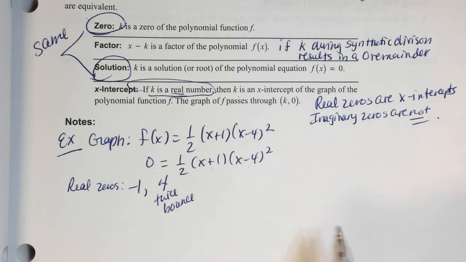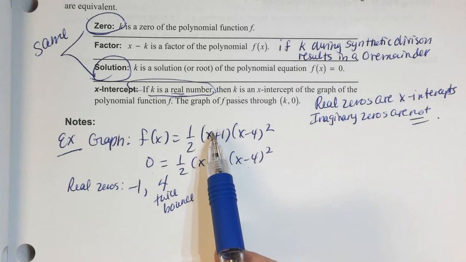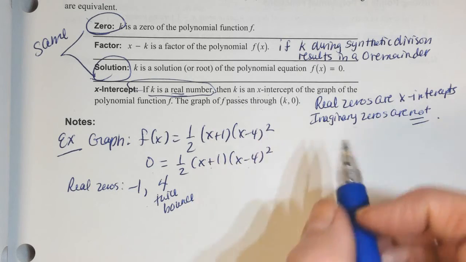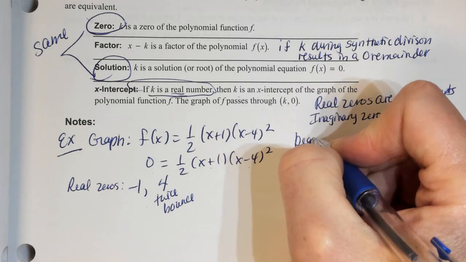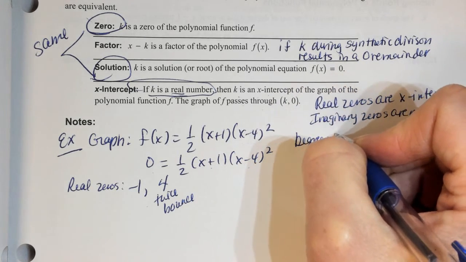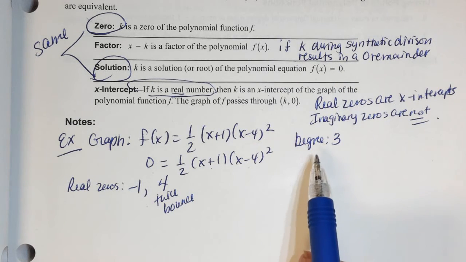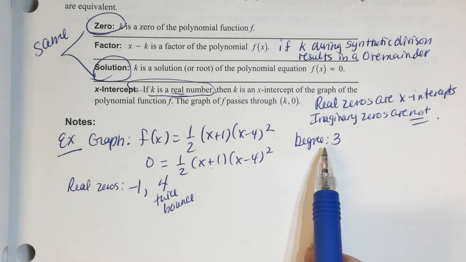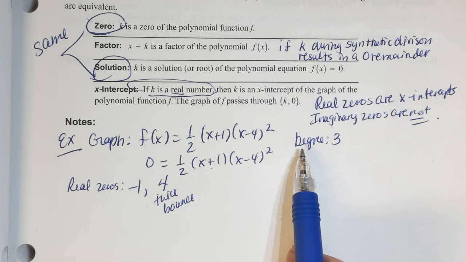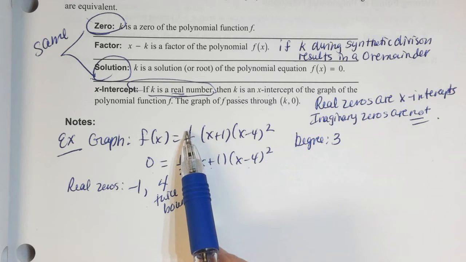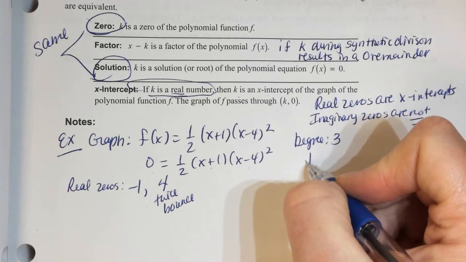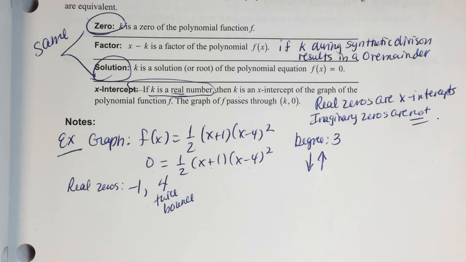The next thing I want to look at is the degree. This is x to the first, this is x to the second. So the degree of this is going to be 3. So if the degree is 3, we need to think of the end behavior. This is a positive out in front. We have to have opposite end behaviors. That's going to be our end behavior of the function.